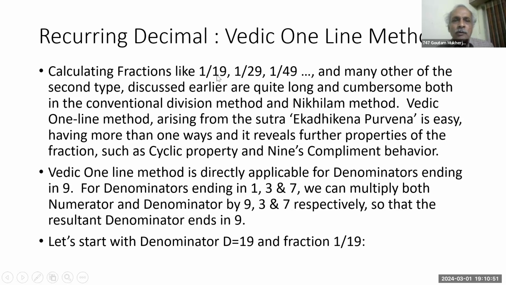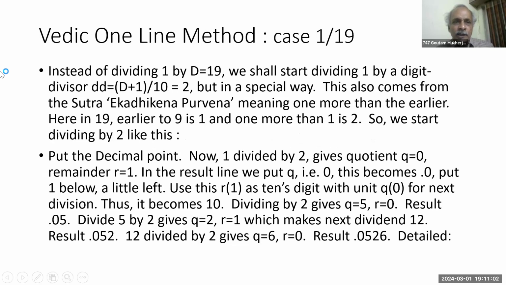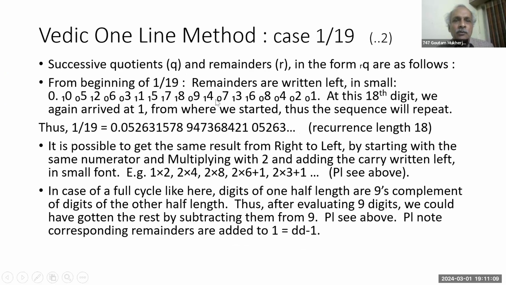We have to do Ekadhikena Purvena. For 19, one has to be added to 1, giving 2. So that 2 has to be worked with. It's called the digit divisor, and with the digit divisor there is a procedure that ultimately goes like this. This particular sequence I have shown contains all the decimal fractions from 1 by 19 to 18 by 19, all embedded in this.